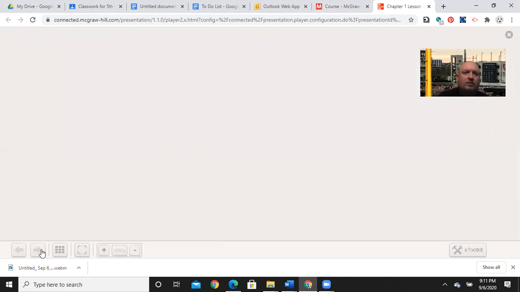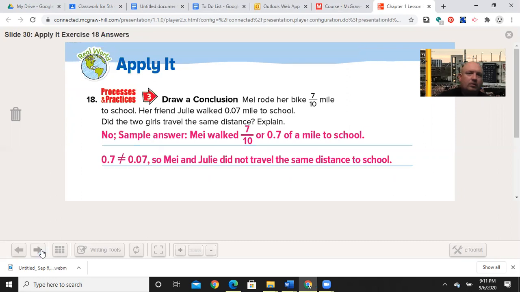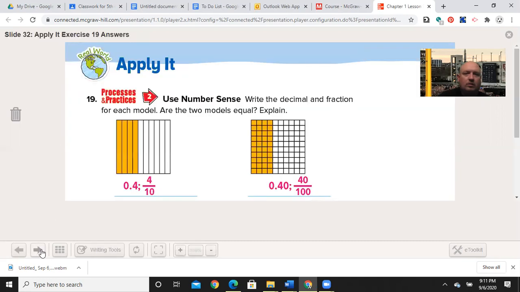We're going to skip past a few of these for right now. Let's go back and talk about this one. Write the decimal and fraction for each model. Are they equal? So what do you think? Let's get our annotation tool here. The decimal for this one is 0.4. And the one here, 0 because it's not a full one. There's 4 whole columns and 0 small ones. 0.4, 0.40. So yes, they are equal.